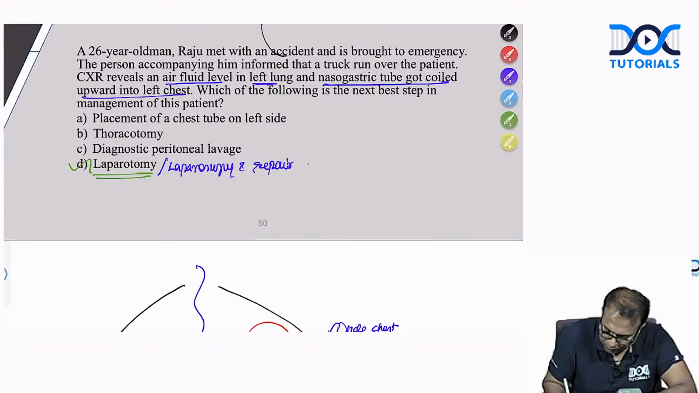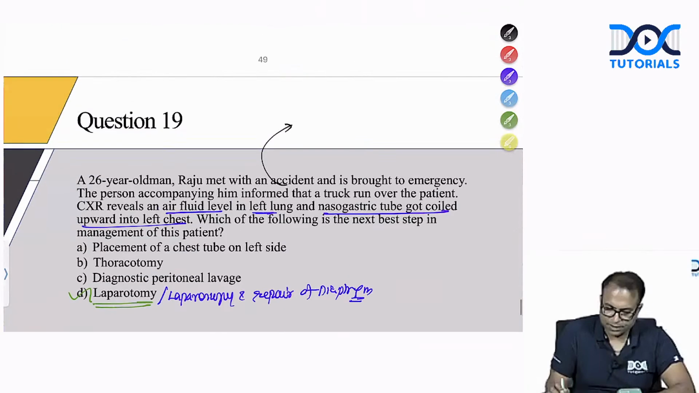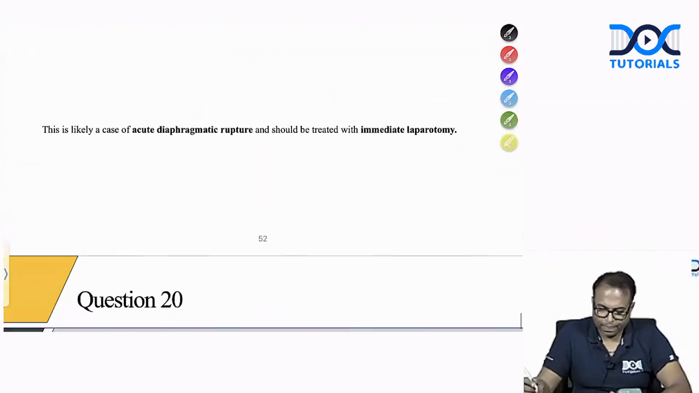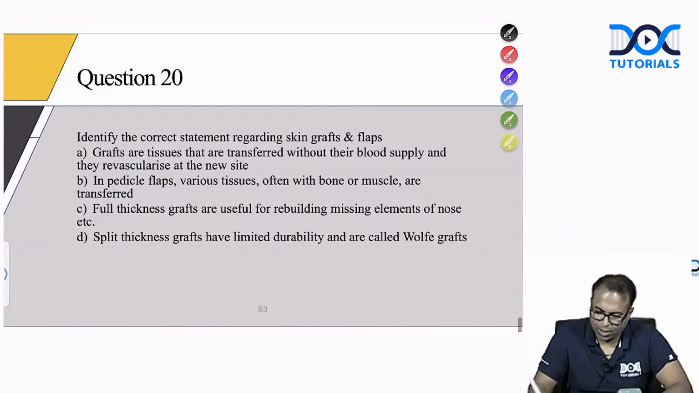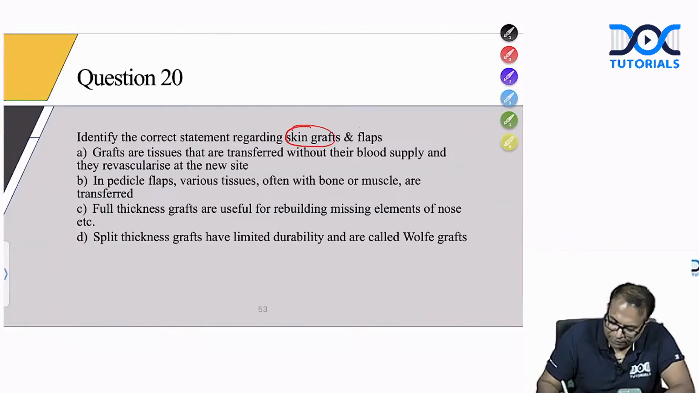And repair of diaphragm. Okay, that's the 19th question. Identify the correct statement regarding skin graft and flaps.